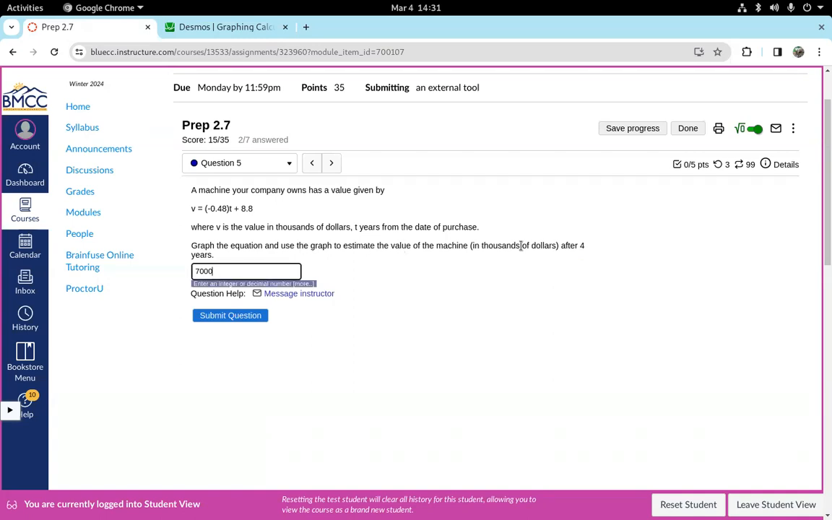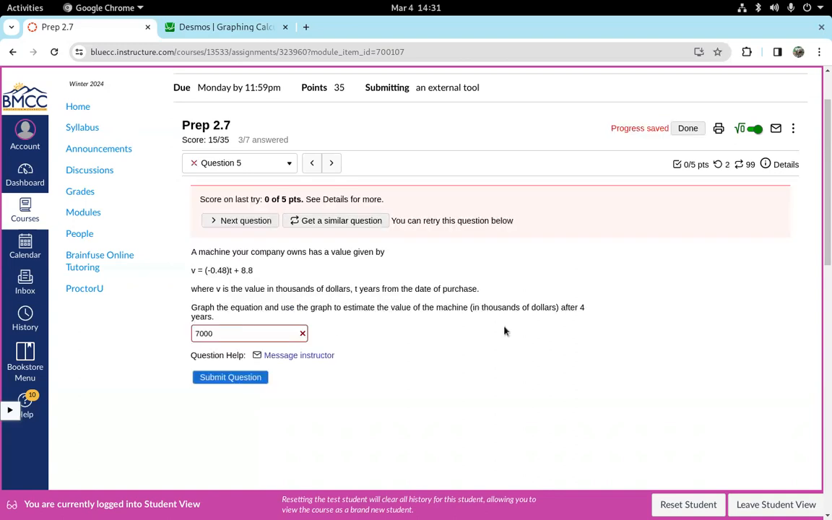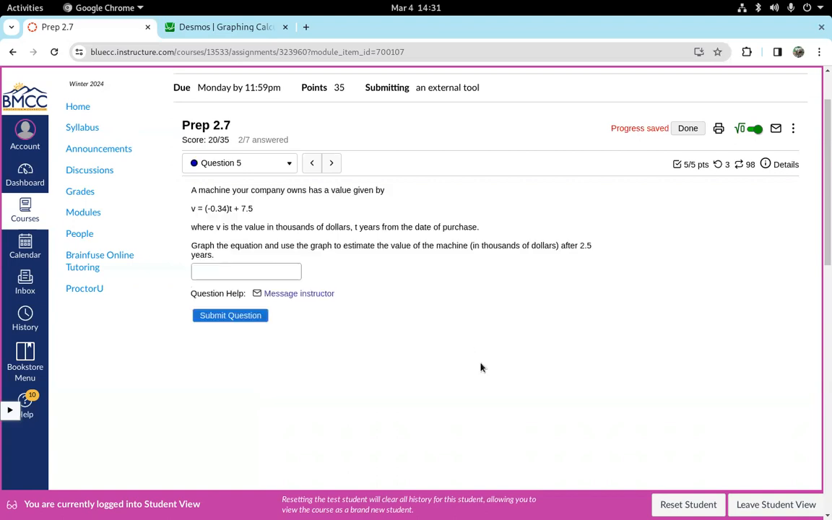So let's see. The question is, do they want the 7 knowing it's thousands or 7,000? Let's find out. Didn't like that. Okay, so it's assuming I know 7 means 1,000. Now I got it right. All right, that was a tough one. Let's get a similar one to make sure we can do it.